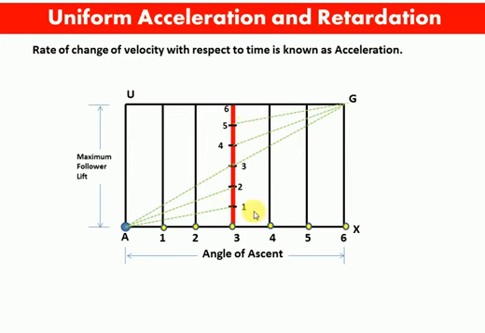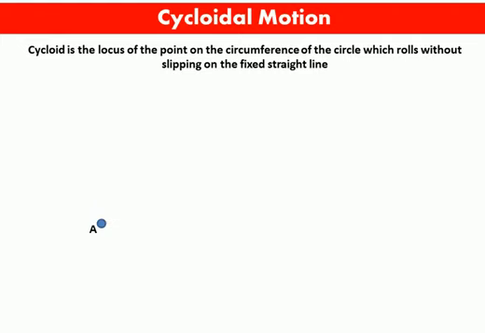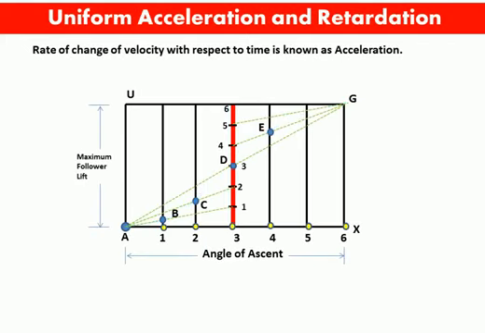Now this line A1, which is shown in green color, meets the vertical line 1 at a certain point, say B. This line A2 meets the vertical line 2 at, say, point C. In the same way, A3 meets the vertical line 3 at D. This G4 meets the vertical line 4 at E. This G5 meets this vertical line at F, and this at point G, that is, at points E, F and G.